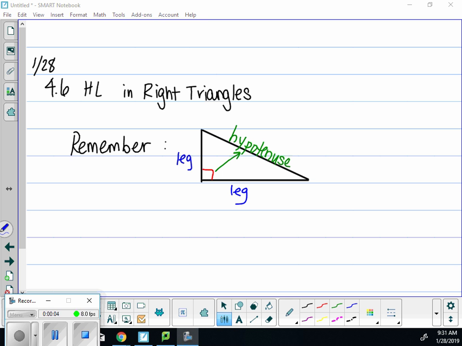Section 4.6, congruence in right triangles. So remember, a right triangle is simply a triangle that has a right angle. And in that right triangle, the side that is across from the right angle is the hypotenuse, kind of the slanted side is the hypotenuse. And the other two sides are called legs.